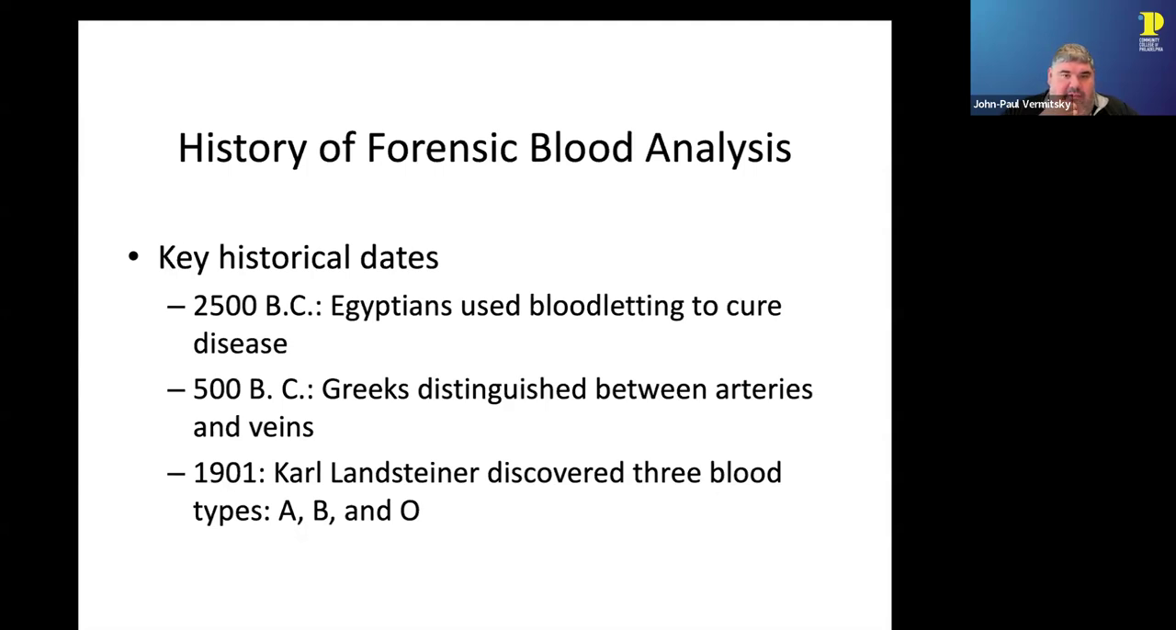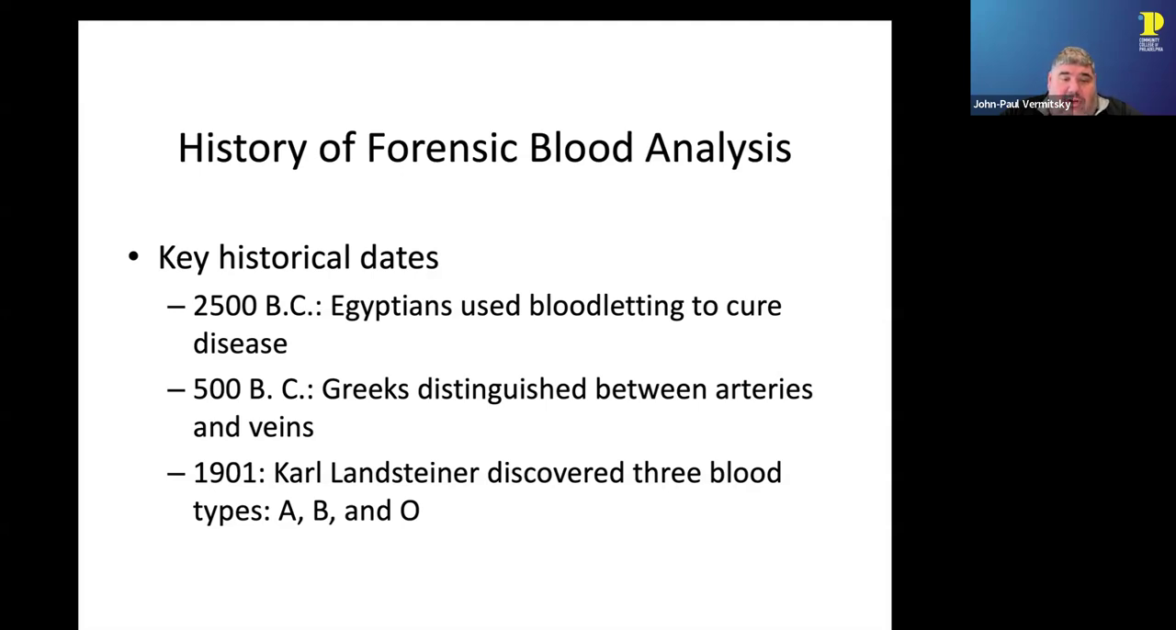So just before we dive into actual blood analysis, let's look at some historical aspects here. This goes all the way back to 2500 BC, where Egyptians used bloodletting to cure disease. 500 BC, Greeks distinguished between arteries and veins. Arteries are going to be blood vessels that carry blood away from the heart. Veins will carry it back towards the heart.